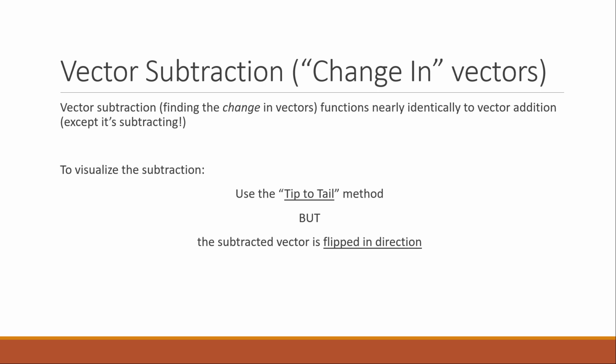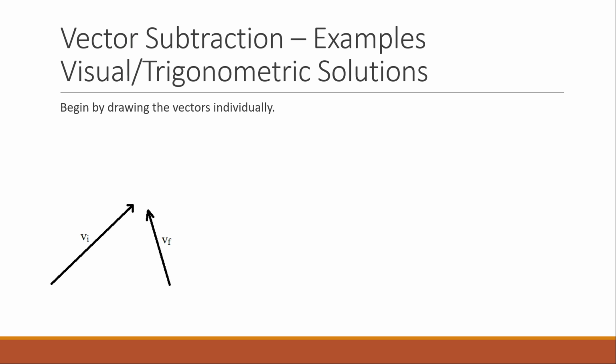To visualize the subtraction, use your tip to tail method, but the deal is that when you're subtracting a vector, your subtracted vector flips its direction. That just makes it negative, right? It's the same thing if you think of this algebraically. It's like adding the negative. So you just add them, but you flip it, you make it negative. So you add the negative. Let's take a look at this visually.